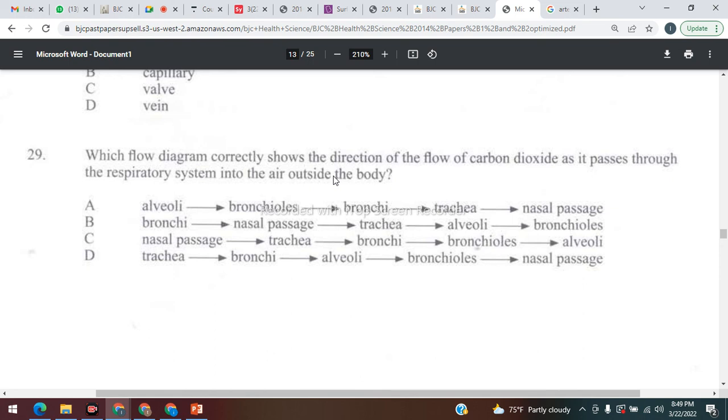You mean inside? Hold on. Oh wait, out of the body. You mean out of the body? Then D is incorrect. Yeah, it's going out, right? Yeah, out. D is incorrect.